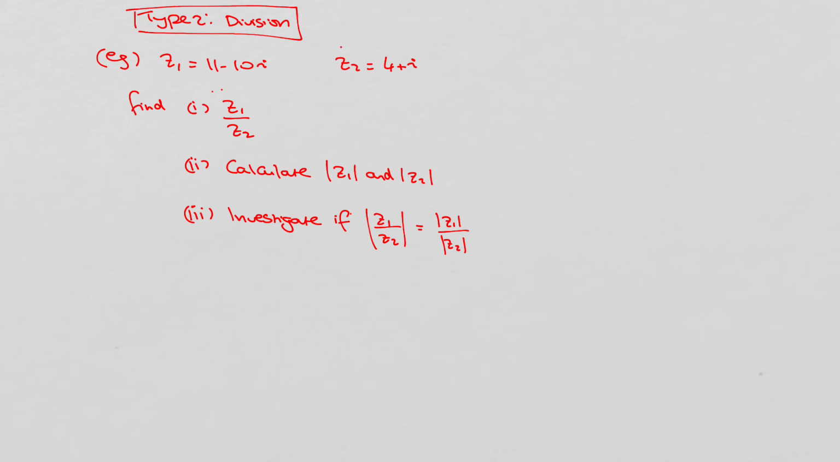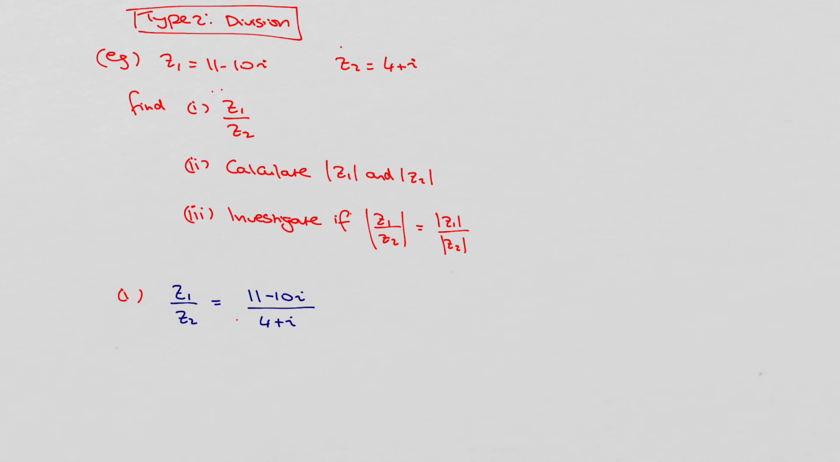So we're given z1 is equal to 11 minus 10i, and z2 is equal to 4 plus i, and we're asked three things. So divide z1 by z2, calculate the modulus of z1 and the modulus of z2, and then investigate if z1 over z2's modulus is equal to the modulus of z1 divided by the modulus of z2. So let's look at the first part. So the first part is saying z1 divided by z2. So z1 is 11 minus 10i, and z2 is 4 plus i.